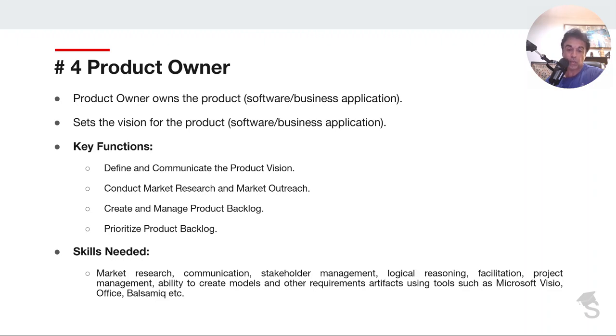Now, skills required or skills needed: market research, communication that includes both verbal as well as writing, stakeholder management, logical reasoning, facilitation skills, project management skills, and the ability to create models and other requirements artifacts using tools like Microsoft Visio, Office, Balsamiq, Jira, Confluence, DOORS, VersionOne, and any similar tools. So that's about product owner.